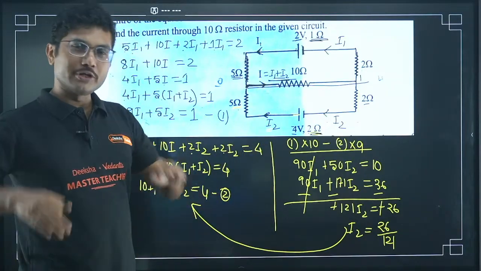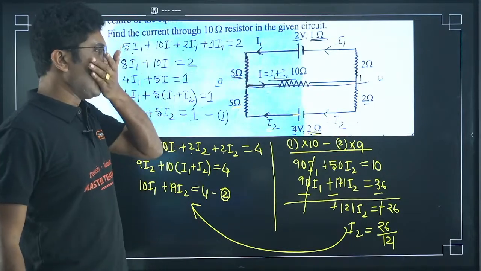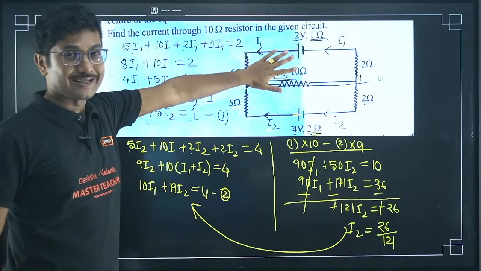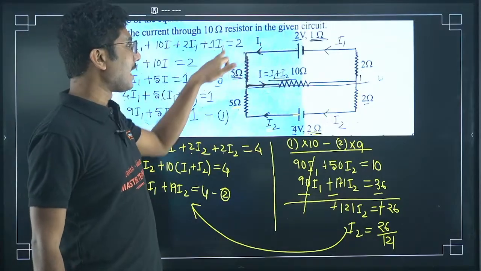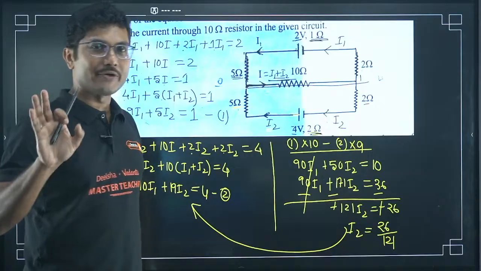For KCL, you don't even have to write anything if you show the circuit in your paper. You have to draw this circuit diagram in your answer paper, and if you show the currents properly, you don't need to write a single line about KCL.